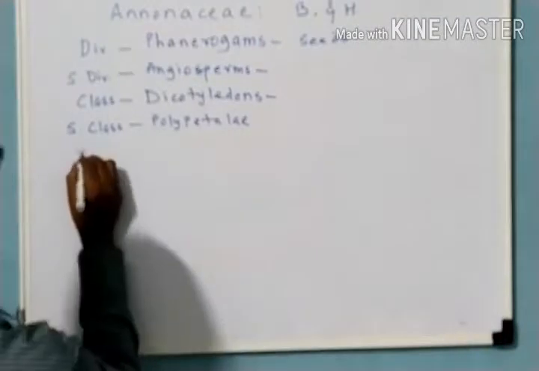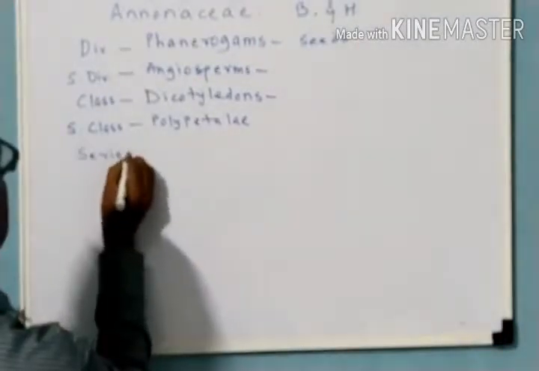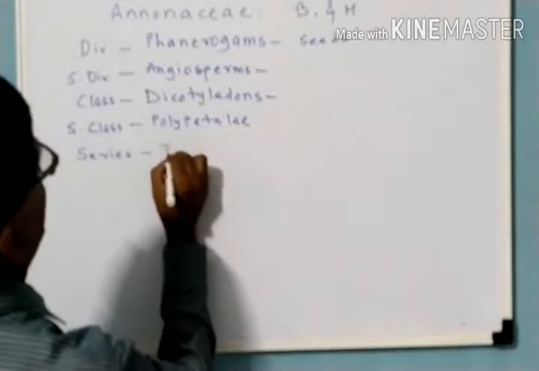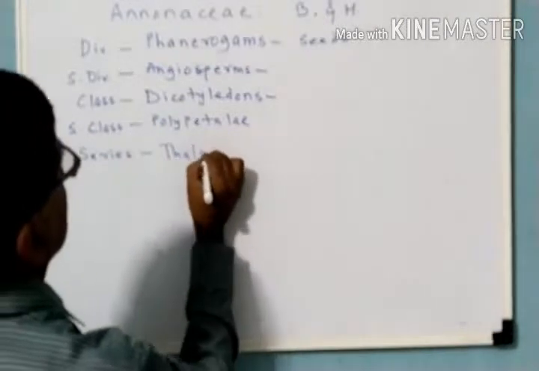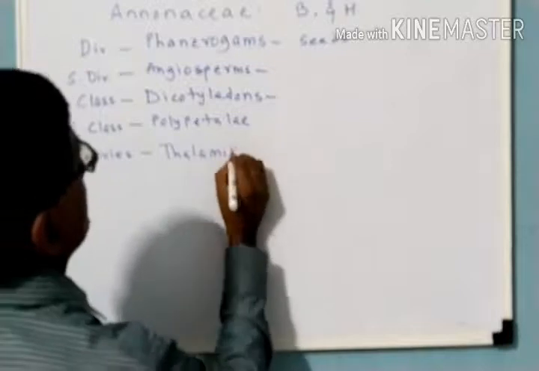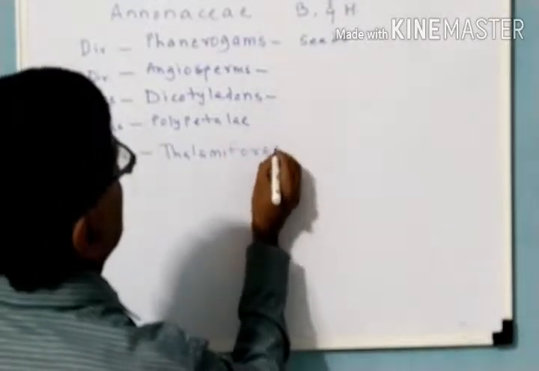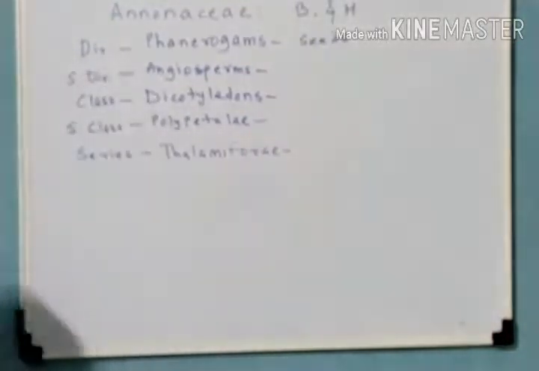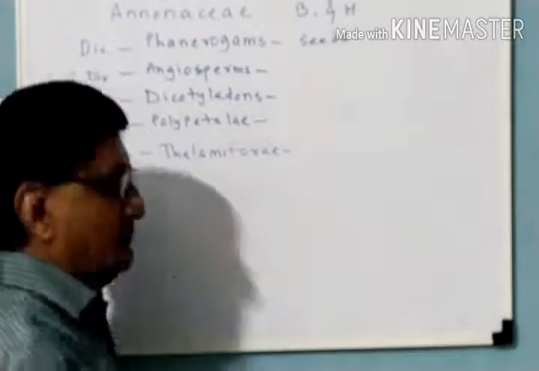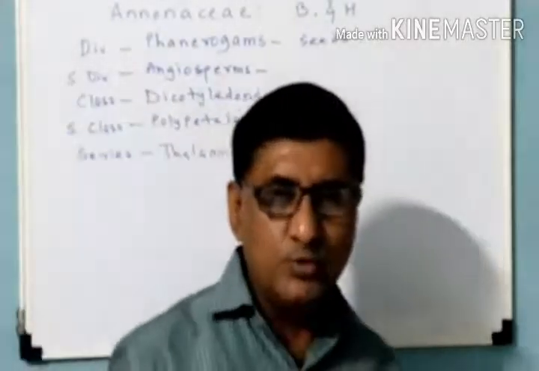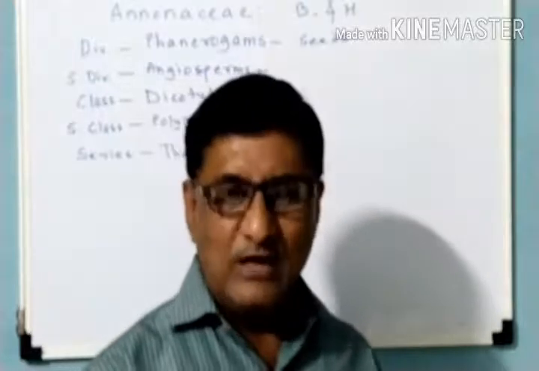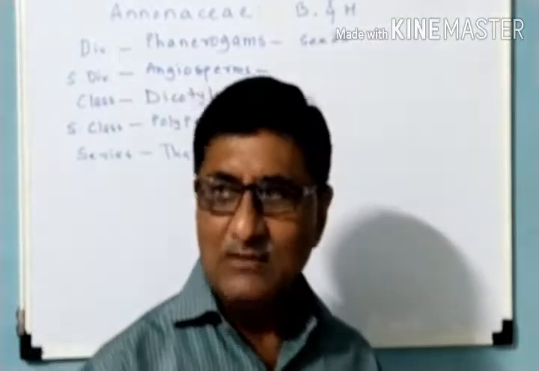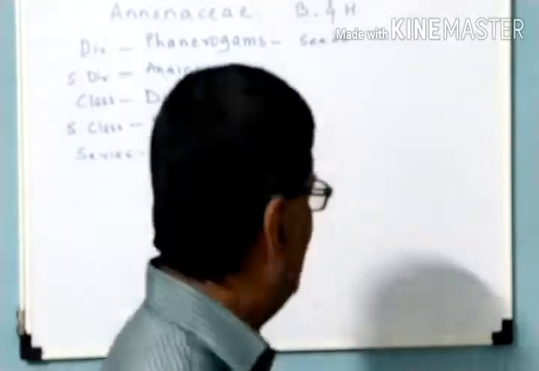Then series, Thalamiflorae. The reasons are flower hypogynous in the Thalamiflorae and many stamens are there. Flower hypogynous means there is a superior ovary in that particular flower, or in the flowers of this family, and there are many stamens.